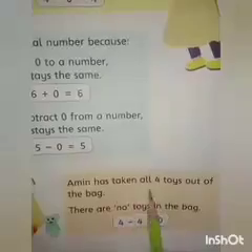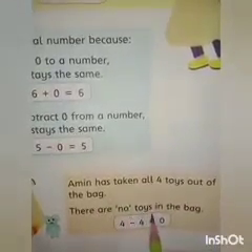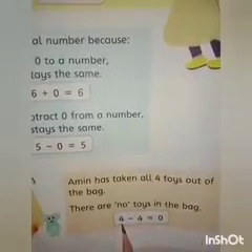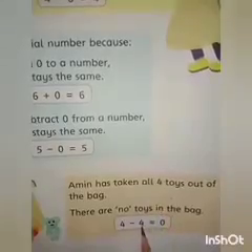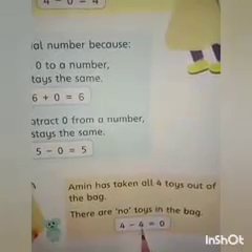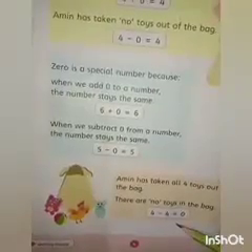Amin has taken all 4 toys out of the bag. There are no toys in the bag. Amin has 4 toys and he takes all 4 toys out of the bag. So when we subtract 4 from 4, we get the answer 0. Now go to the next page.